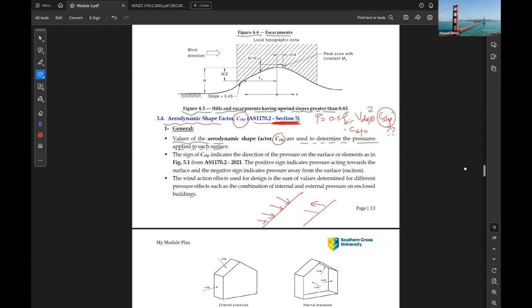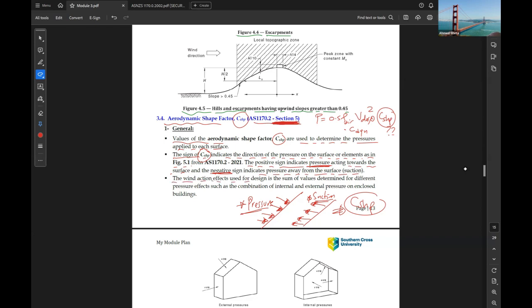What is the difference between the direction of these two cases? We might have pressure on the surface or suction on the surface. What is responsible for that is C shape. The sign of C shape indicates the direction of the pressure on the surface or element, as in figure 5.1. The positive sign indicates pressure acting towards the surface. The negative sign indicates pressure away from the surface, or suction.